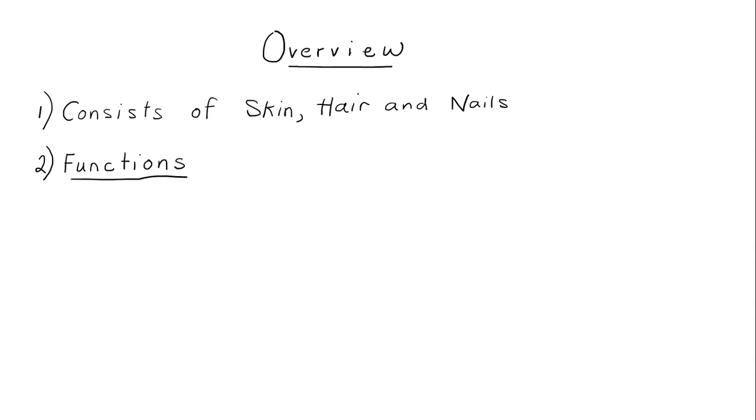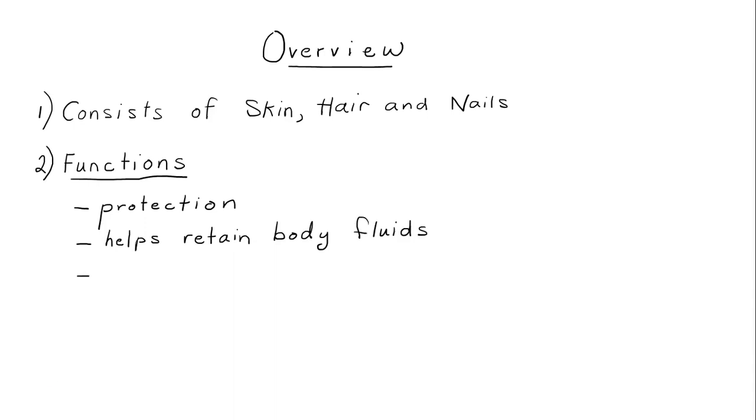The integumentary system has various functions. Number one, it protects from disease, pathogens. Number two, it helps to retain body fluids. And number three, it helps to eliminate wastes, such as wastes that are eliminated through sweat. And for this reason, the integumentary system is sometimes included in the category as an excretory system, or an organ system that excretes products that we no longer need.